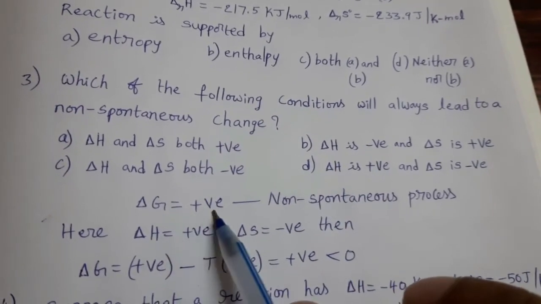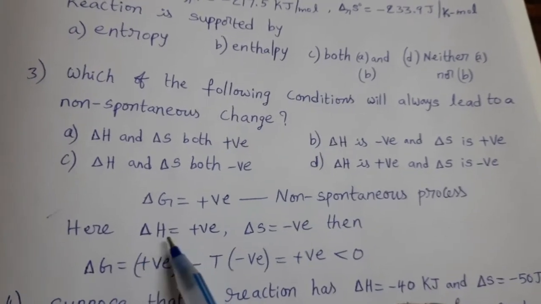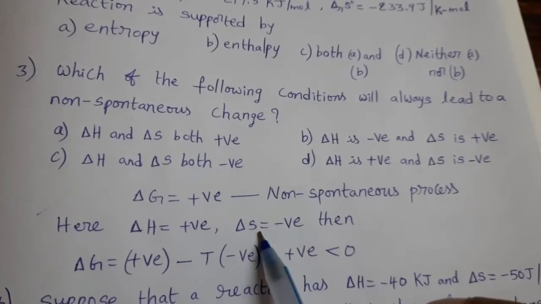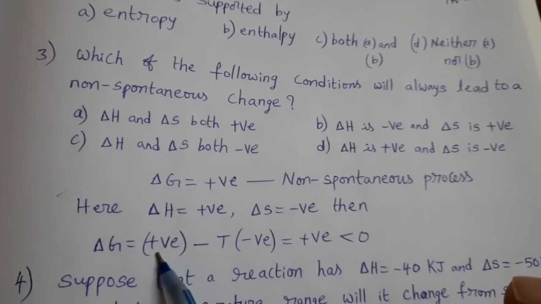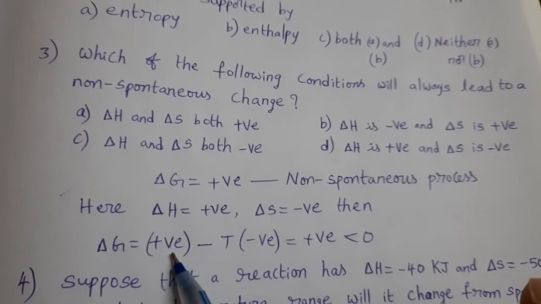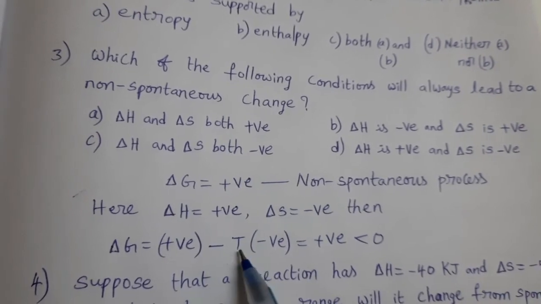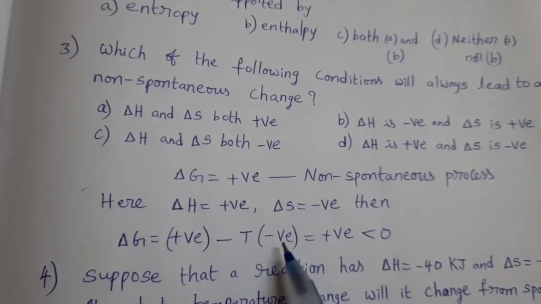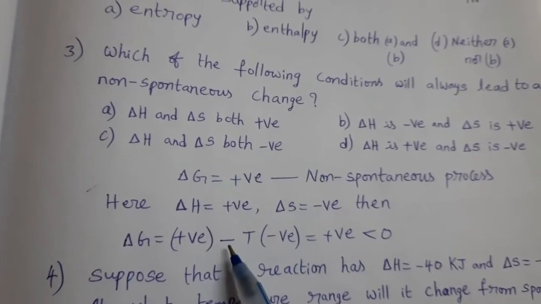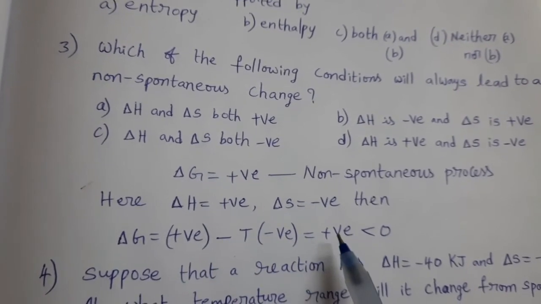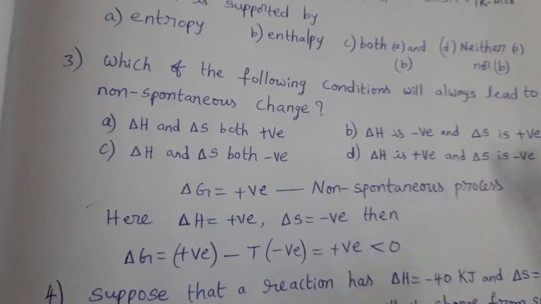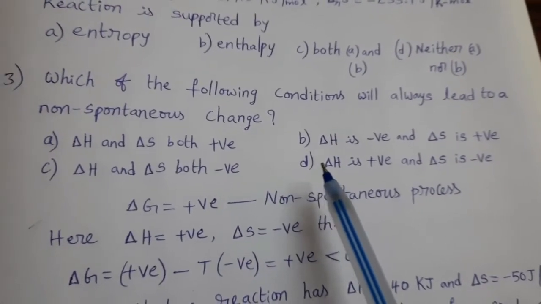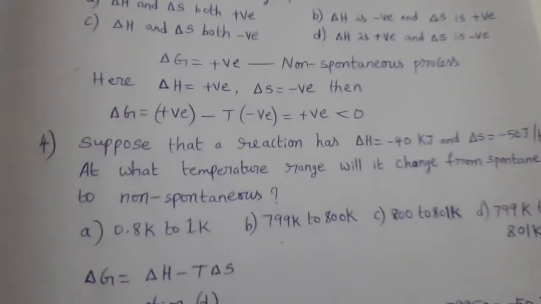See, delta G is positive, non-spontaneous. Delta H is positive, delta S is negative. Then what happens? Substitute in that formula, plus positive value of delta H minus T into negative value of delta S. Negative into negative, positive. This one positive. Total value positive. Delta G positive, greater than 0. Process is non-spontaneous. Suitable condition, option D. Next.